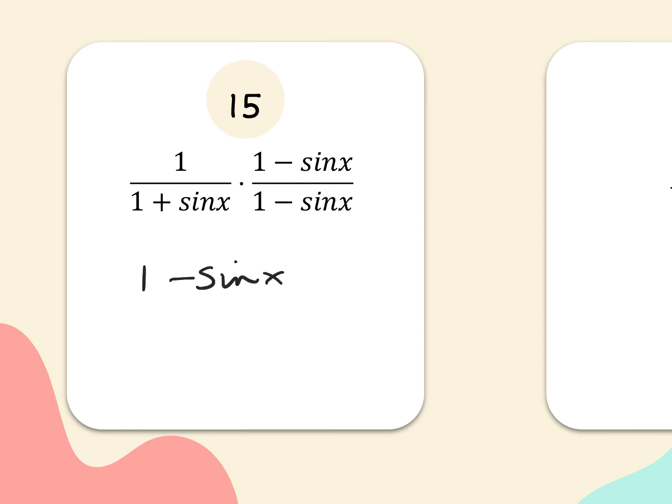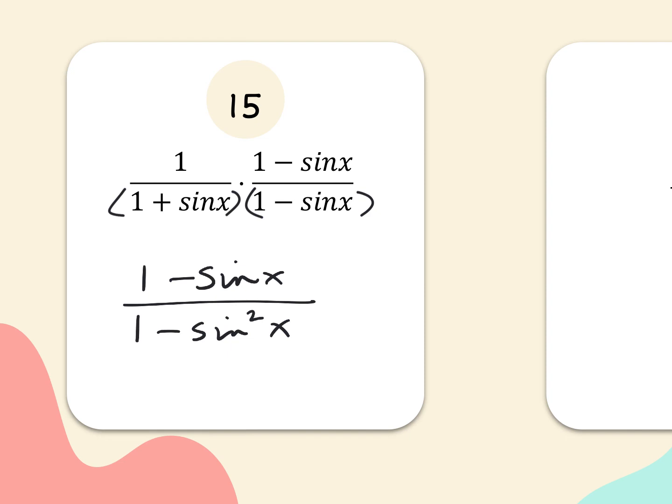But for the denominator, we got to FOIL this. But remember, when you multiply something by its conjugate, all you really need to do is first and last. But if you forget, do the whole FOIL. So once I do this, first is 1 times 1, and then positive sine x times negative sine x is negative sine squared x. Now, the denominator is an identity.